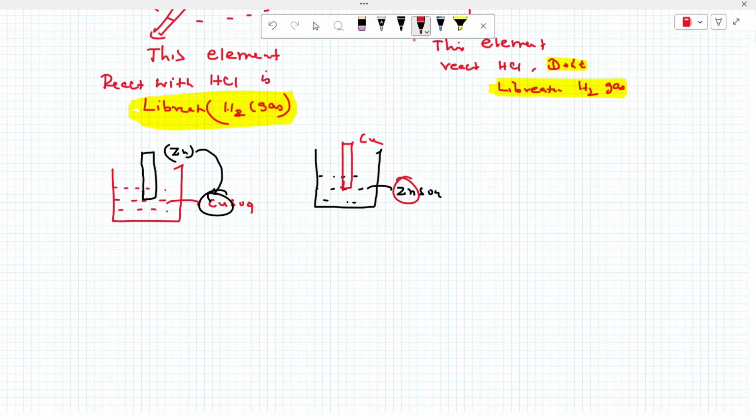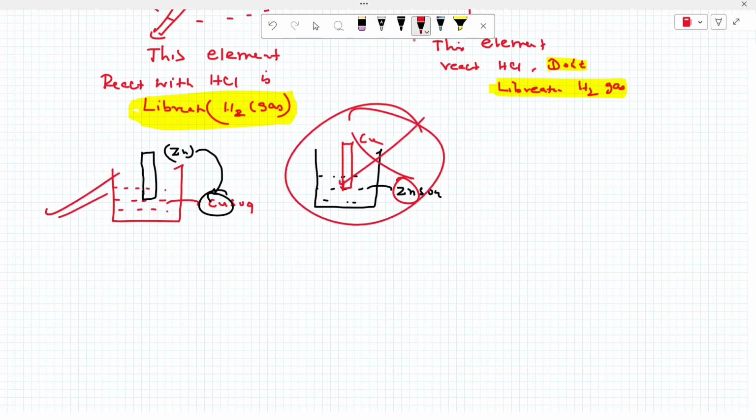Second case, copper is having more positive value, zinc is more negative value. Therefore, copper is less reactive. The less reactive metal does not displace more reactive metal. Therefore, in this case, no change. You got the point? This is very, very important. Basic, they will ask a fundamental question. Okay.